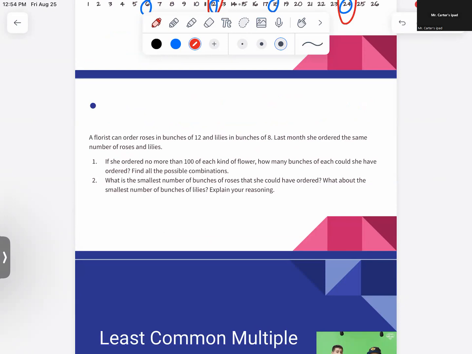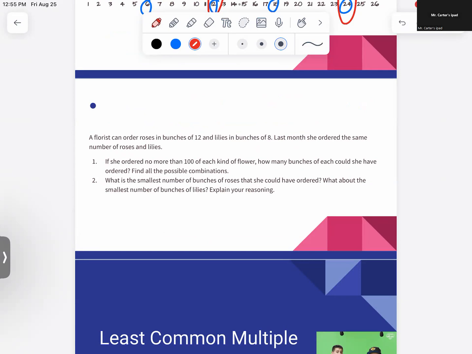Okay, so first example here. A florist can order roses in bunches of 12 and lilies in bunches of 8. Last month, she ordered the same number of roses and lilies. If she ordered no more than 100 of each kind of flower, how many bunches of each could she have ordered? Find all the possible combinations. And what is the smallest number of bunches of roses she could have ordered? What about the smallest number of bunches of lilies?